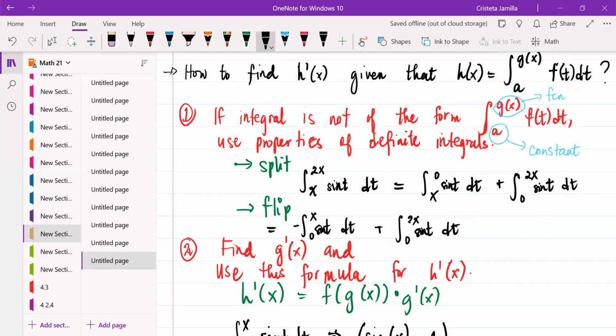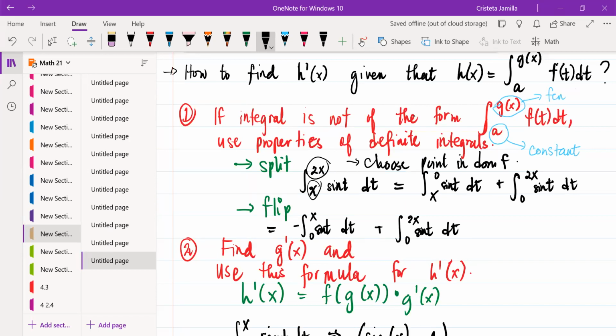Usually you'll be given this integral wherein the bottom limit of integration and upper limit of integration are both functions. So what we do is split them up. First, choose a point that is inside the domain of your function.